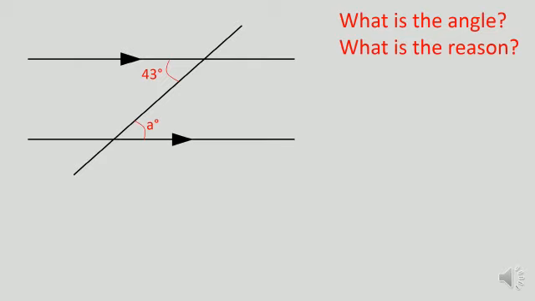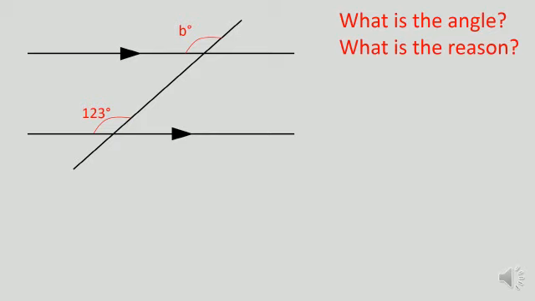If I ask you now, what's the relation between the two angles here? It's true, they are alternate interior angles, so A in this case should be equal to 43 degrees. Question: what's the relation between the angles now? Yes, corresponding angles. They are congruent because they are corresponding and we have two parallel lines and a transversal. So B equals 123 degrees.